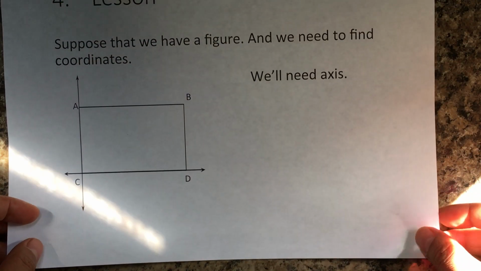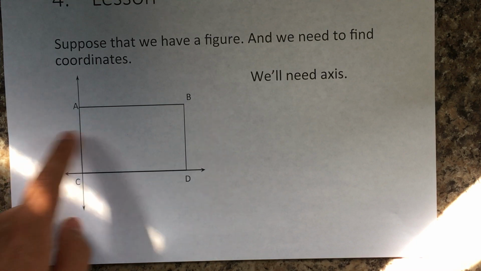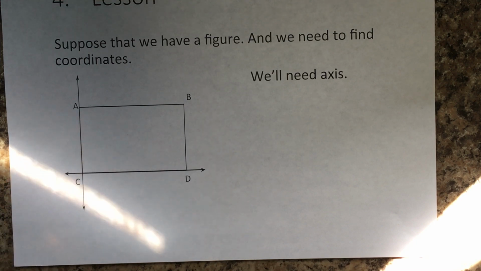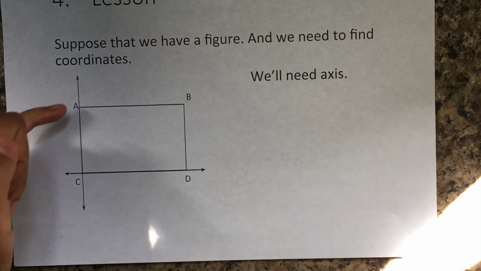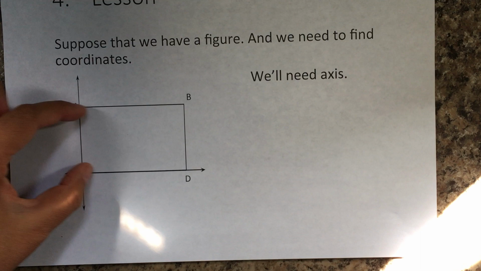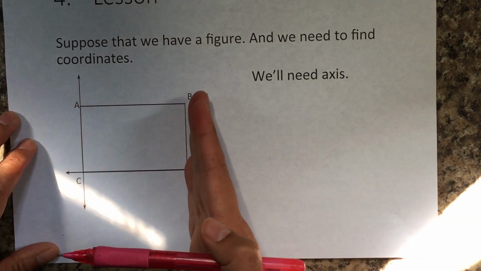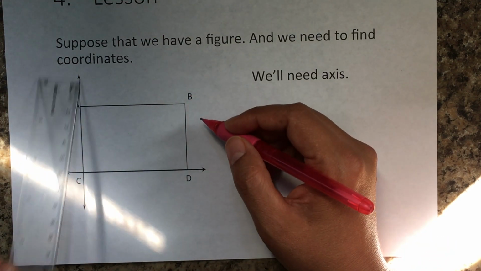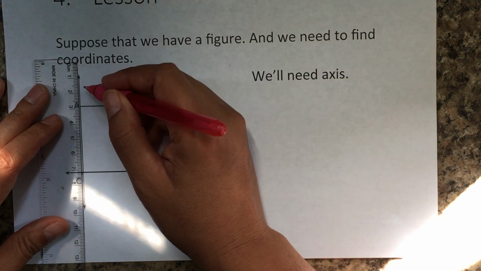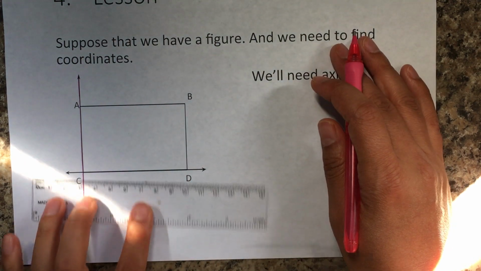Okay, so suppose that we have a figure and we need to find coordinates, but we don't have the units, we don't have the squares. However, we can see that A is at the same distance from X, and we can see that D and B is at the same distance as A and C. Okay, so let's say that this is our coordinate plane.